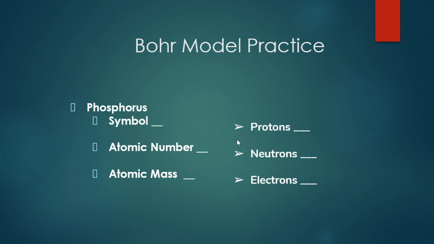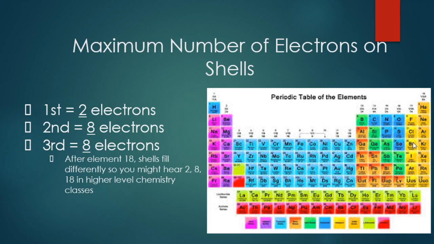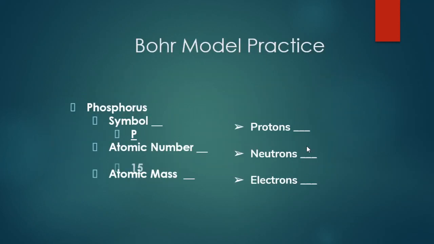Okay, so let's look at a couple of practice problems. We're going to look at phosphorus, which is number 15 on our periodic table. If you're looking at our periodic table, you can see that it's right here. If you're looking at yours in your notebook, you will see, as we talked about, it has a symbol of P, atomic number of 15, and a mass of 31. The atomic number is the number of protons, which is 15. Neutrons is mass minus number, which is 16. And electrons also equals the atomic number, which is 15. So when we're done, we should have a total of 15.